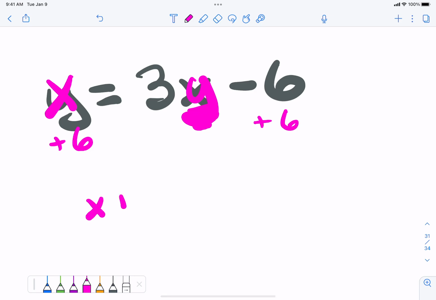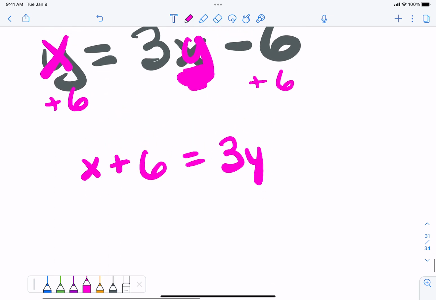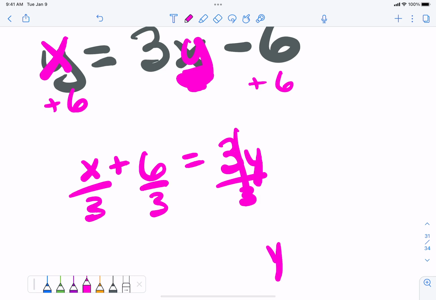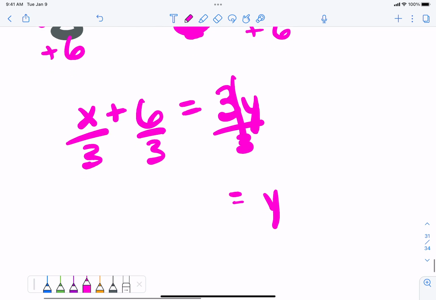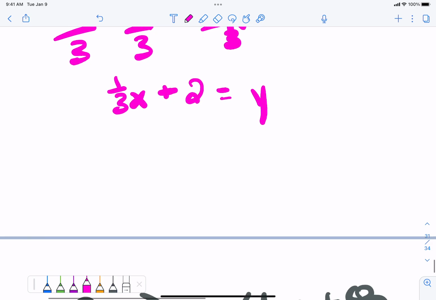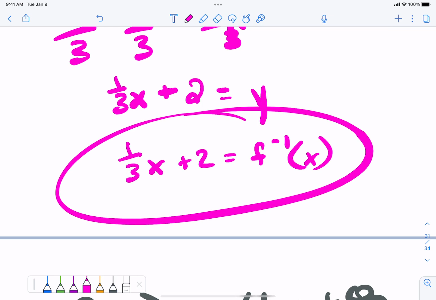x plus 6, or 6 plus x, equals 3y. Then I don't have y solved for yet. Divide by 3, but I have to divide everything by 3, right? So y equals one third x plus 2. And then instead of calling this y, we call it f inverse of x. We switch its name back to the original, but we call it the inverse.